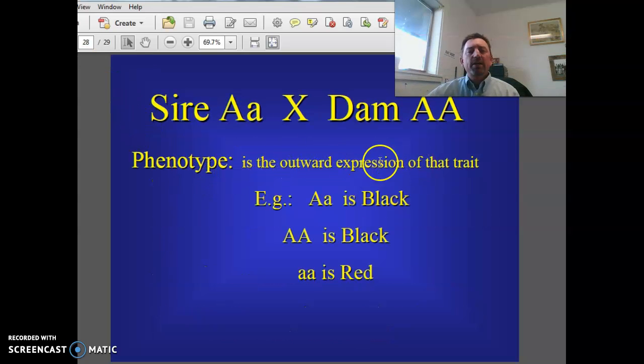Here's our phenotype on that genetic cross. We cross this sire with this dam. So this is black, meaning a heterozygous pair is black. Our homozygous pair is black, and the only time we get red is homozygous recessive.